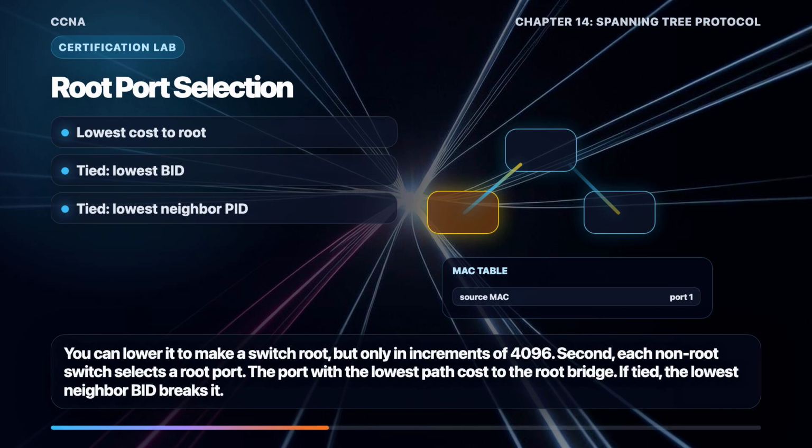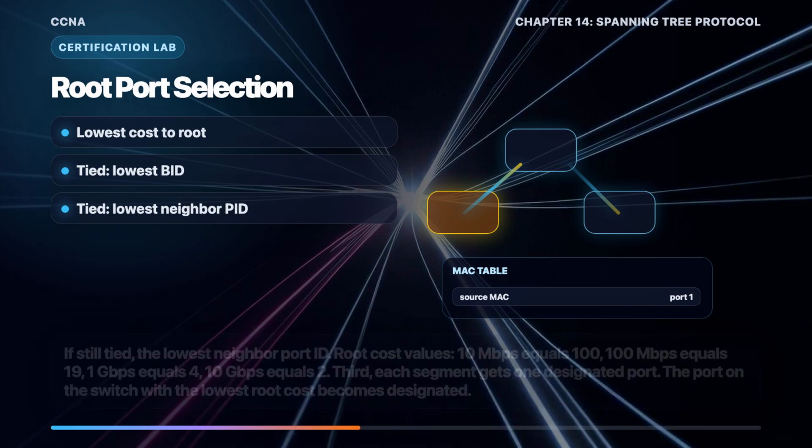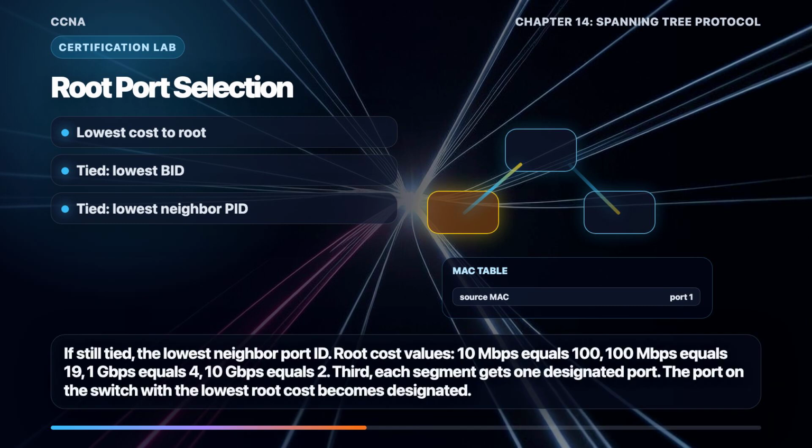Second, each non-root switch selects a root port, the port with the lowest path cost to the root bridge. If tied, the lowest neighbor BID breaks it. If still tied, the lowest neighbor port ID.